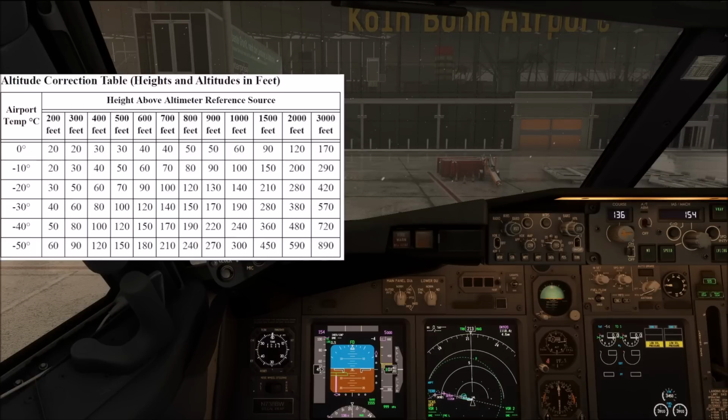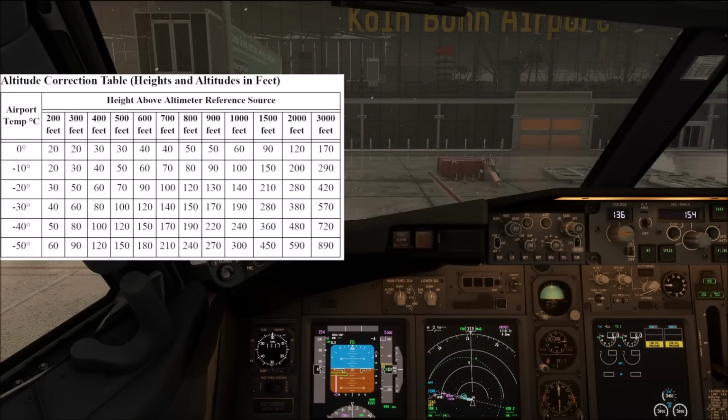On the left side we can see the outside air temperature at the airport in degrees centigrade, while on the upper side we can see the altitude above the altimeter referenced source, which usually is the airport. So what does that actually mean, and how do we need to apply it?